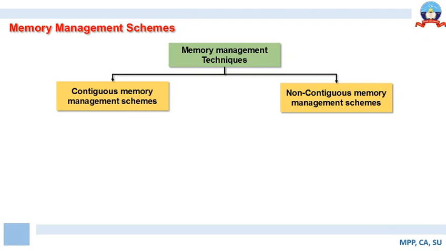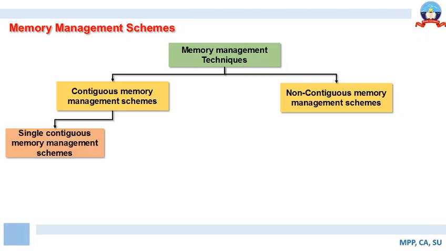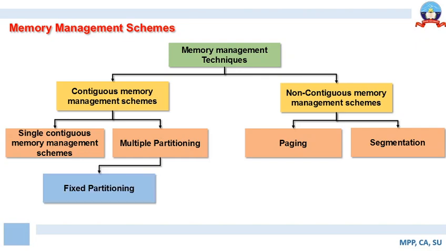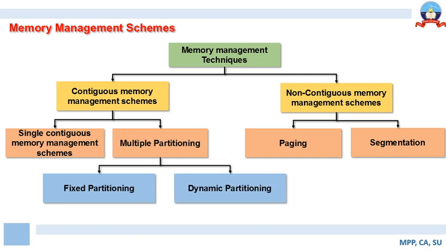In contiguous memory management scheme, we have single contiguous memory management scheme and we have multi-partitioning contiguous memory management scheme. Whereas in case of non-contiguous memory management scheme, we have paging and we have segmentation. Further, in case of multi-partitioning contiguous memory management scheme, we have fixed partitioning and we have dynamic partitioning. Now, in due course of the class, we will try to understand the characteristics of each of these memory management schemes.